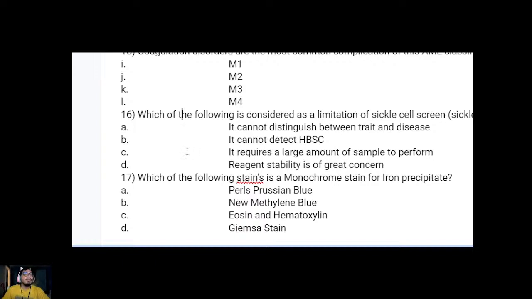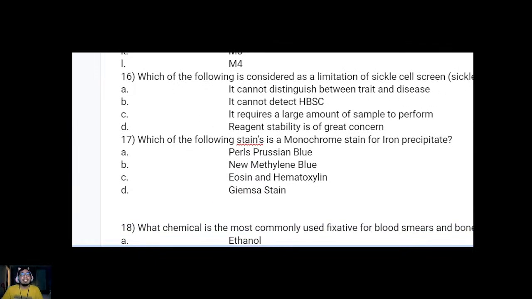Which of the following is considered as a limitation of sickle cell screen, also known as the sickle cell solubility test? Let's see how many people selected the correct answer. Number 16. The correct answer is letter A: cannot distinguish between trait and disease. A lot of people were able to answer that one correctly.